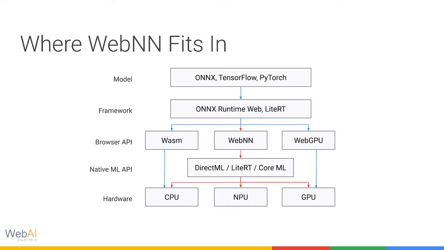So WebNN is bring your own model and framework. The top two blocks are your responsibility. You bring your model, you bring your framework. You can use ONNX, TensorFlow, PyTorch, ONNX Runtime Web, or LiteRT. The blue lines are what you can do today. These frameworks allow you to accelerate your model using WebAssembly. And if you use ONNX Runtime for the web, it has an open source WebGPU execution provider. WebNN brings you the red stuff, the things in red lines.